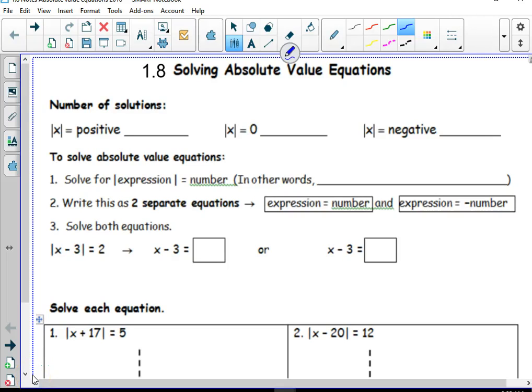All right, absolute value equations. When you have these bars, these are the bars of the absolute value, and we have things inside of it. Absolute value is the distance from 0. Okay? So it's the distance from 0. How far away from 0?